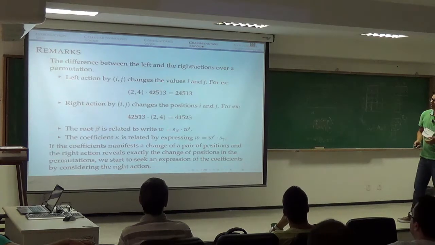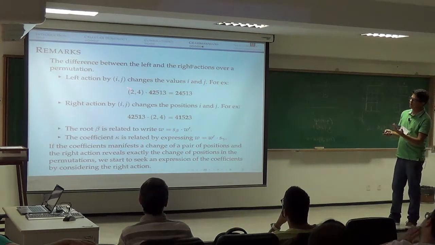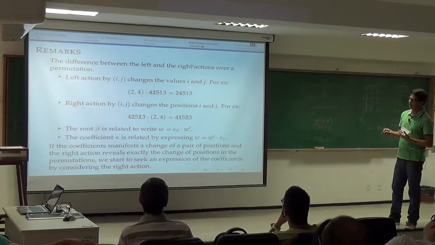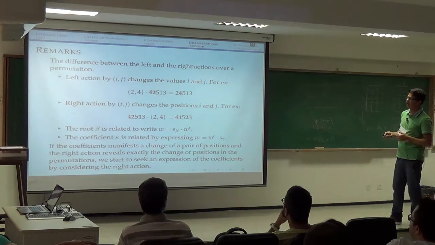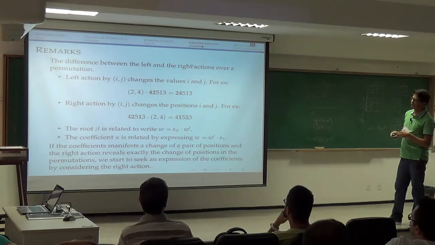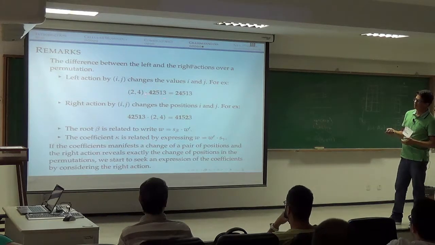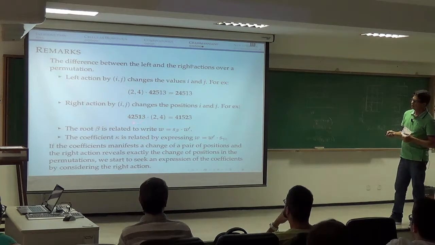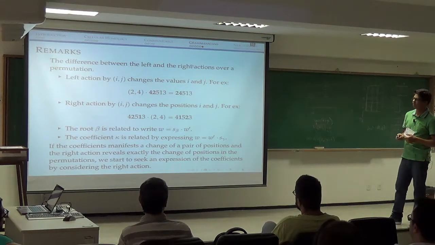And we note the following question. If you multiply on the left with the transposition ij, this changes the values i and j. For example, 2, 4 multiplied by this permutation changes 2 and 4 here. But if you act on the right by 2, 4, we don't change the values, but the positions 2 and 4. Okay, so we have the same permutation, 4, 2, 5, 1, 3. If you multiply by 2, 4 at the right, we change the second and the fourth entry of this permutation. Okay? So 1, 2 here changed.